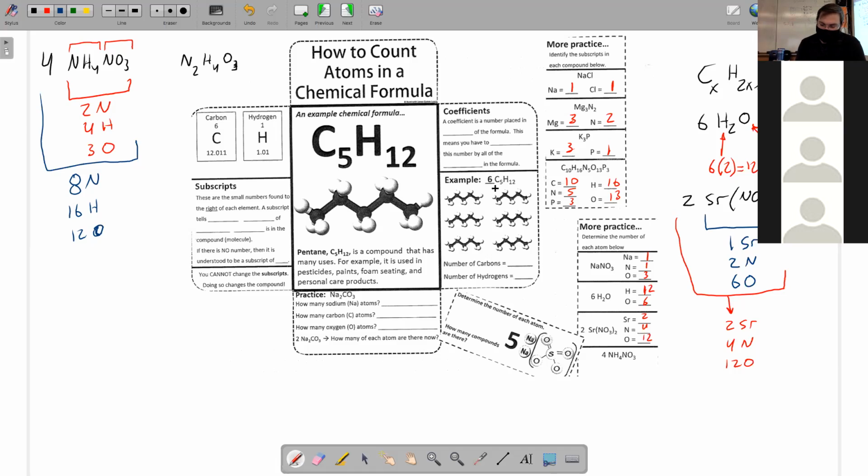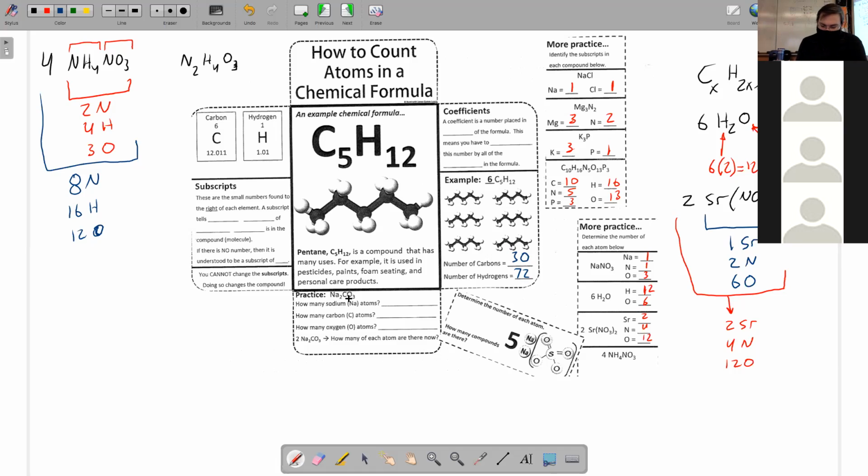Okay, other ones: if you have 6 of the pentanes, 6 times 5 is 30, and 6 times 12 is 72. So you can see that if you have large organics like pentane, and you have 6 of those, you can end up with a whole bunch of individual atoms.